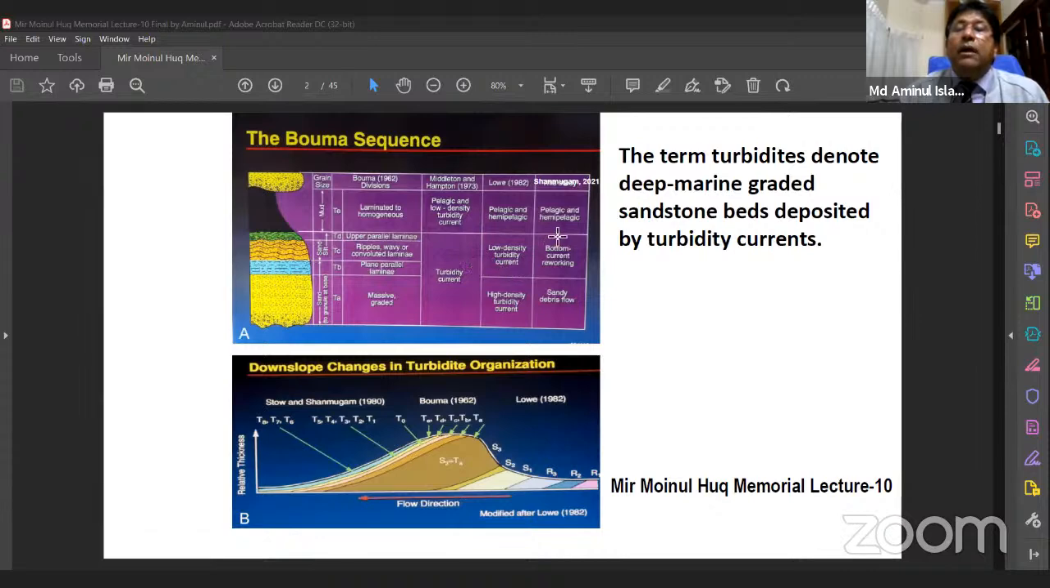And now Shanmugam also divides this turbidite sequence like the lower one is sandy debris flow, and the other two, three are like bottom current reworking. And the top one is pelagic, hemipelagic.